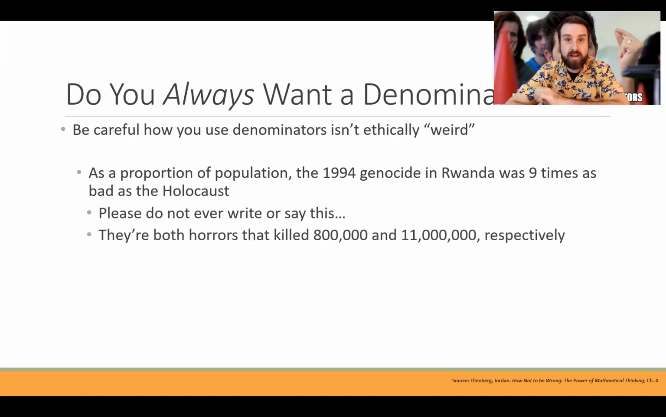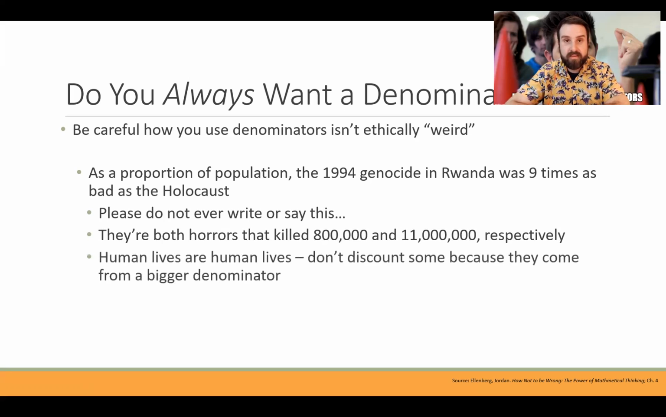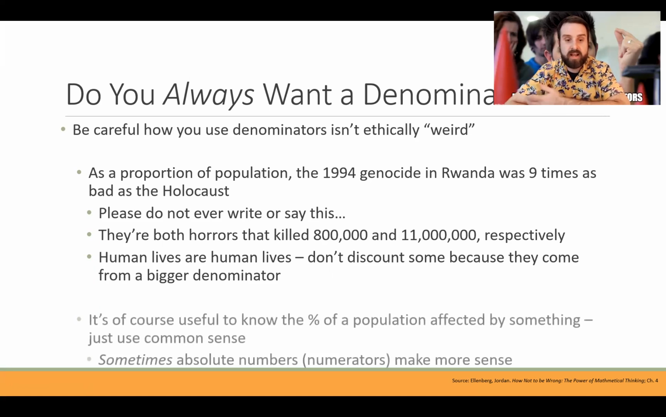The genocide in Rwanda killed 800,000 people, and the Holocaust killed about 11 million. Human lives are human lives, and we don't want to discount some just because they came from a bigger denominator. That doesn't make sense. But it also doesn't make sense to discount them because they come from a smaller denominator. And it is important to take into account context to some degree.